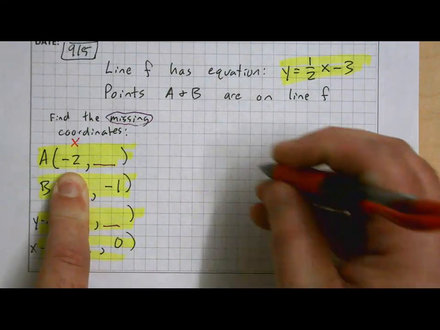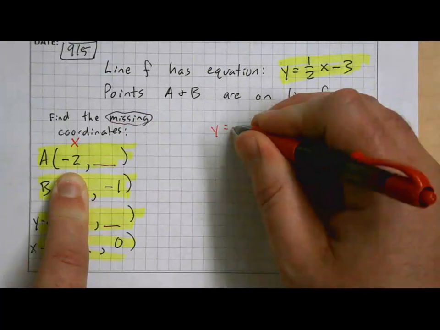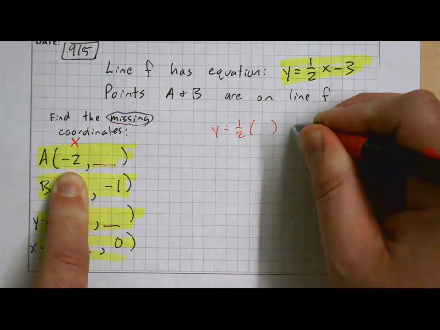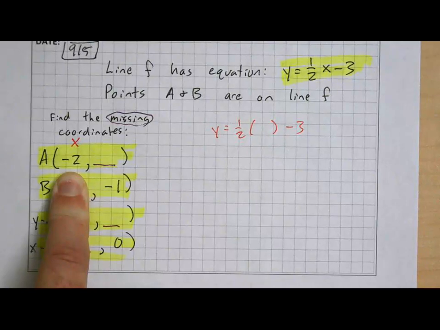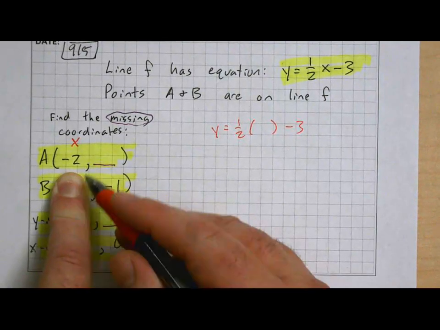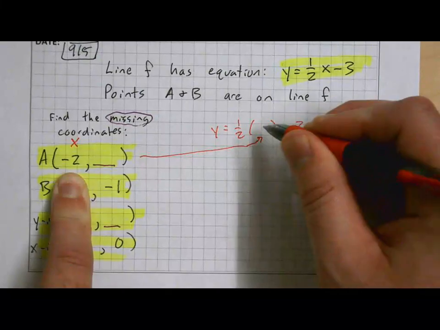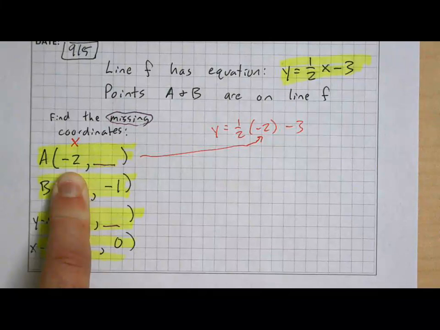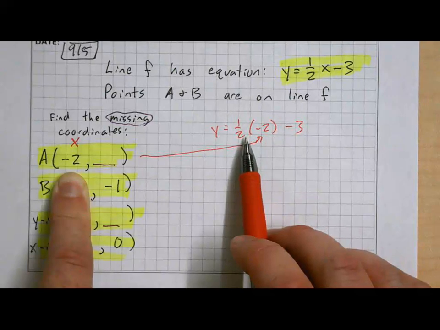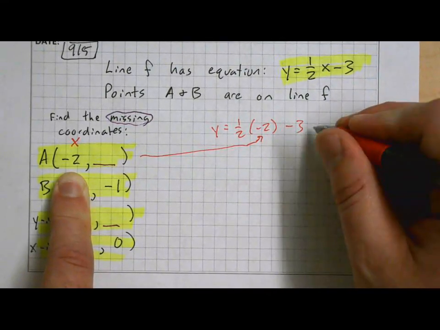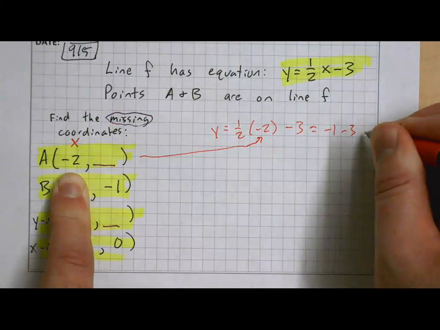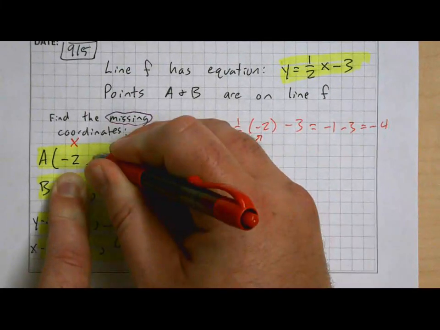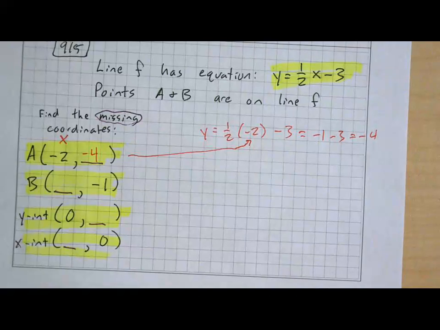So my equation was y equals 1/2 x minus 3. I could take this x value here and stick it into the equation where x goes, and then solve that resulting equation and get y by itself. Y is already by itself, I just need to simplify over here. 1/2 times -2 is -1, and -1 minus 3 is -4. So my y value here would be -4.